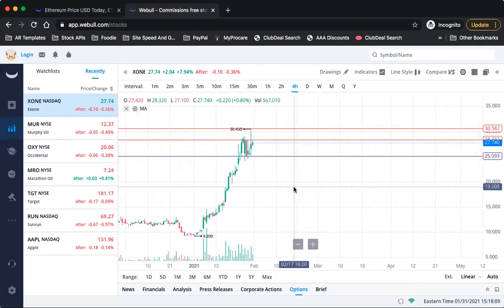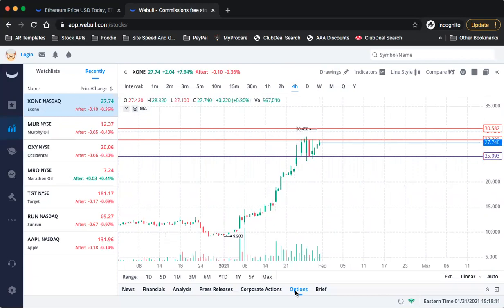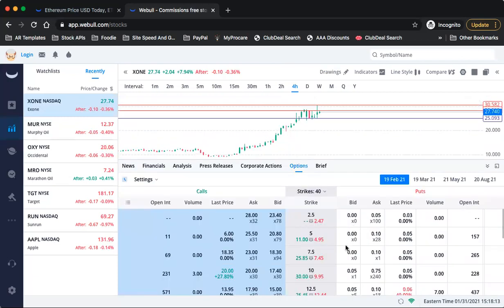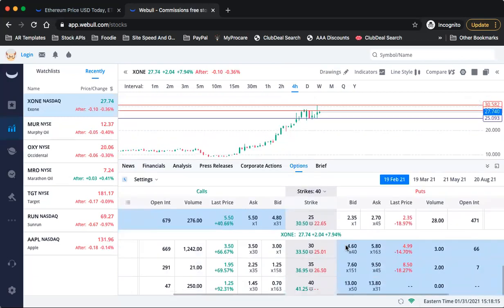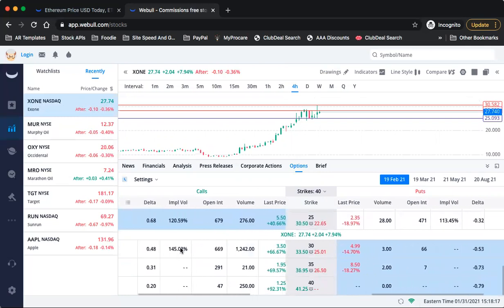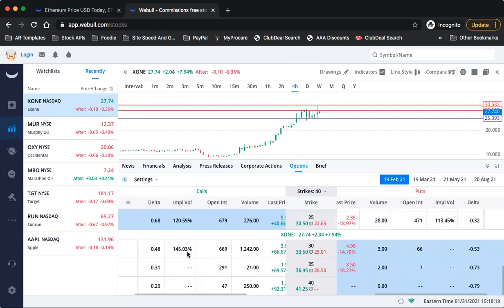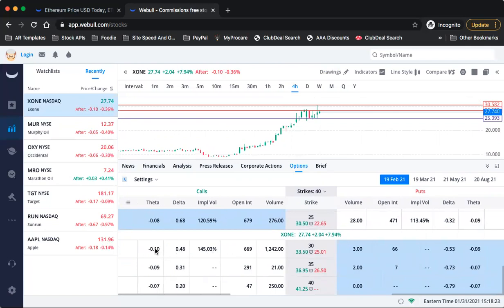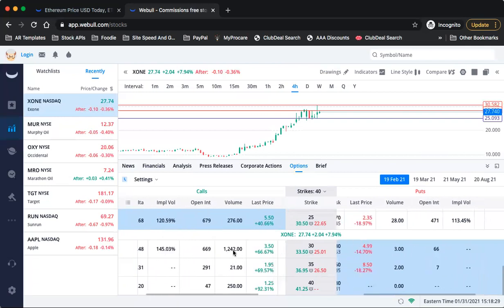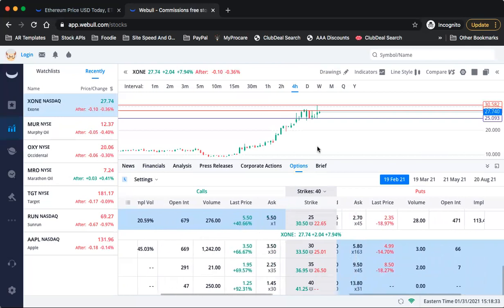I'll look at the 30C real quick. Let's have a look at the 30C for February. 145%. That's kind of scary, but look at the delta. That's $48. This is about 10. This is almost times 4. The volume came in, really good volume came in on Friday. This one already went up by 66%.